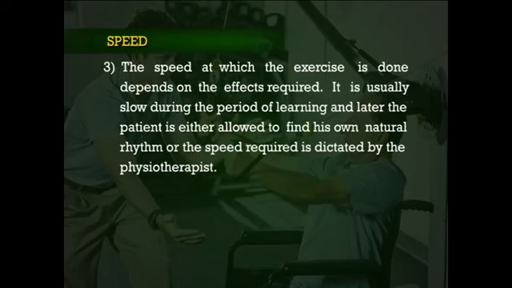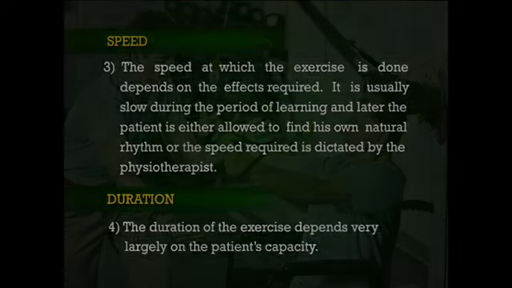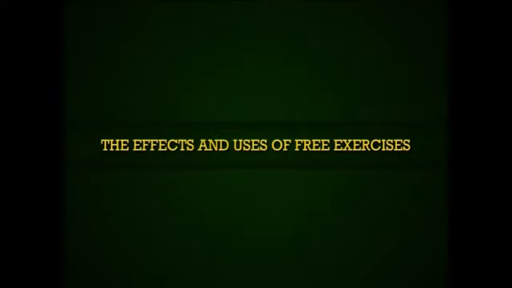The speed at which the exercise is done depends on the effects required. It is usually slow during the period of learning, and later the patient is either allowed to find his own natural rhythm or the speed required is dictated by the physiotherapist. The fourth one is the duration. The duration of the exercise depends very largely on the patient's capacity. So here comes the next topic, the effects and uses of free exercises.